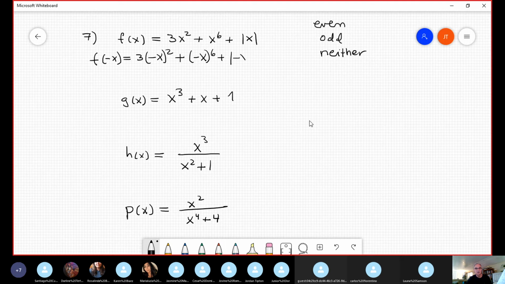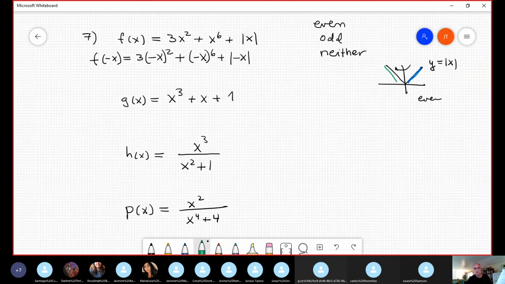The absolute value is also an even function. Do you remember the graph of the absolute value? The graph y equals absolute value of x looks like that. This is a classical even function, because when you do the reflection, it stays the same, right? That part, when you reflect, becomes this part, and that part, when you reflect, becomes the other. So you are doing the reflection and nothing happens.